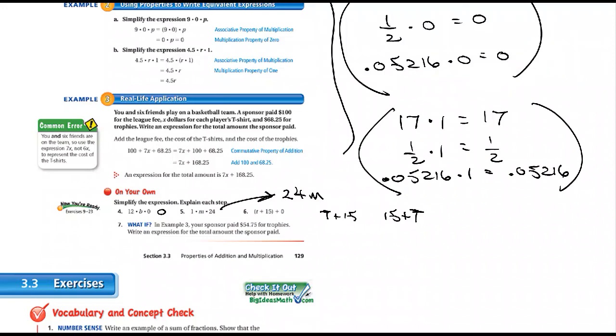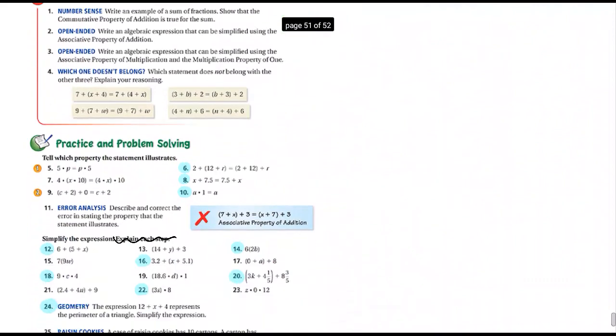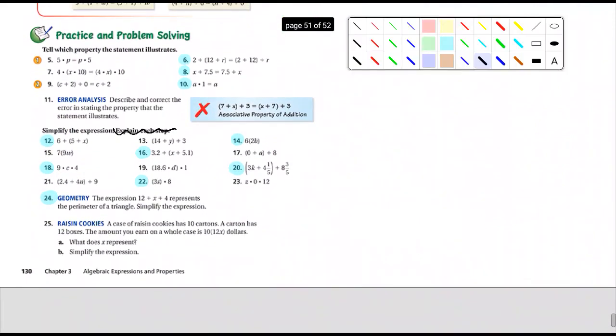All right, let's go down a little further here and look at the ones that I want you guys to do. You can see them here. It says, tell which property the statement illustrates. So you have to do 6, 8, and 10. And so you're going to go back to those properties we've been talking about for the last few minutes. And notice that some of them have parentheses and some of them don't. Notice that some of them have a 1 in multiplication and some of them have a 0.